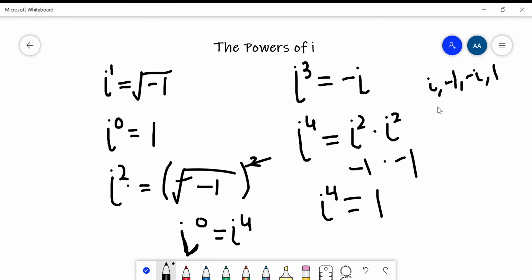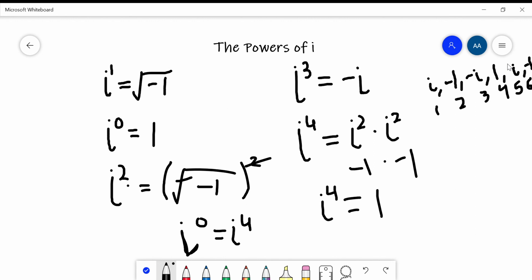So imagine that this is i to the power 1, i to the power 2, i to the power 3, i to the power 4. Then you can keep going with 5, and when you calculate it, it'll just be i. Then 6 is this right here, -1. And then you can keep continuing with that.